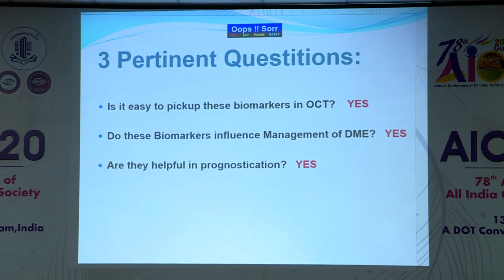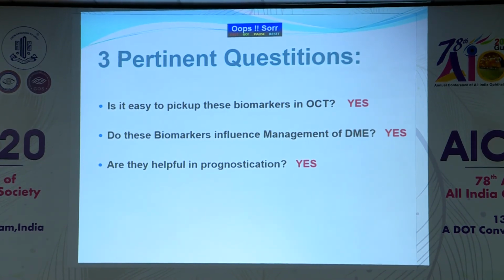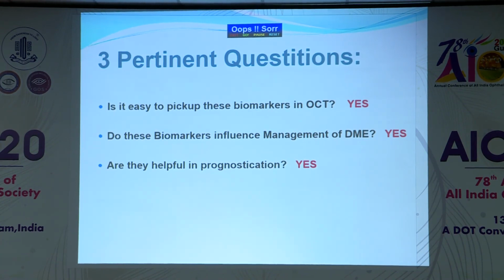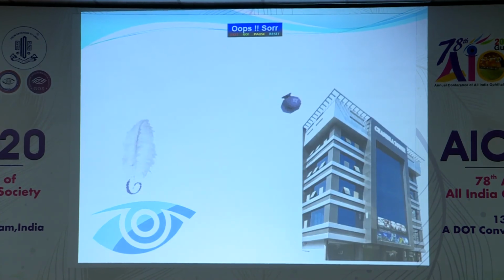So the three pertinent questions that we started with: is it easy to pick up these biomarkers? If you look well, give time to your OCTs, yes. Do these biomarkers influence your management of DME? Yes. If you have more biomarkers, you can always think about steroids as the first line if you have a pseudophakic patient. Do they help in prognostication? Yes. If the inflammatory biomarkers are there, suppressing the inflammatory input will definitely work better than looking only at the anti-VEGFs. Thank you.